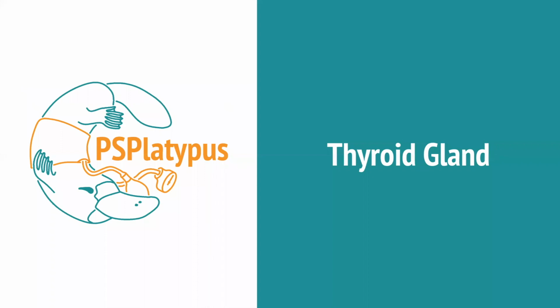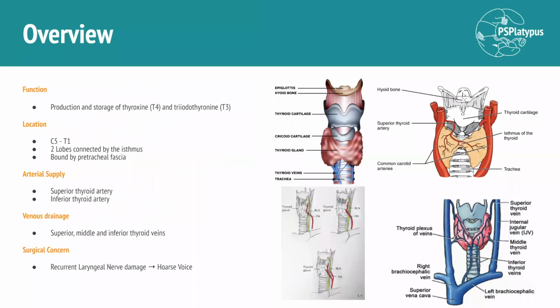So today we'll be talking about the thyroid gland. So quick overview. What is the function of the thyroid? The function of the thyroid is in the name. It is to produce and store thyroid hormone, specifically thyroxine and triiodothyronine, T4 and T3 respectively.